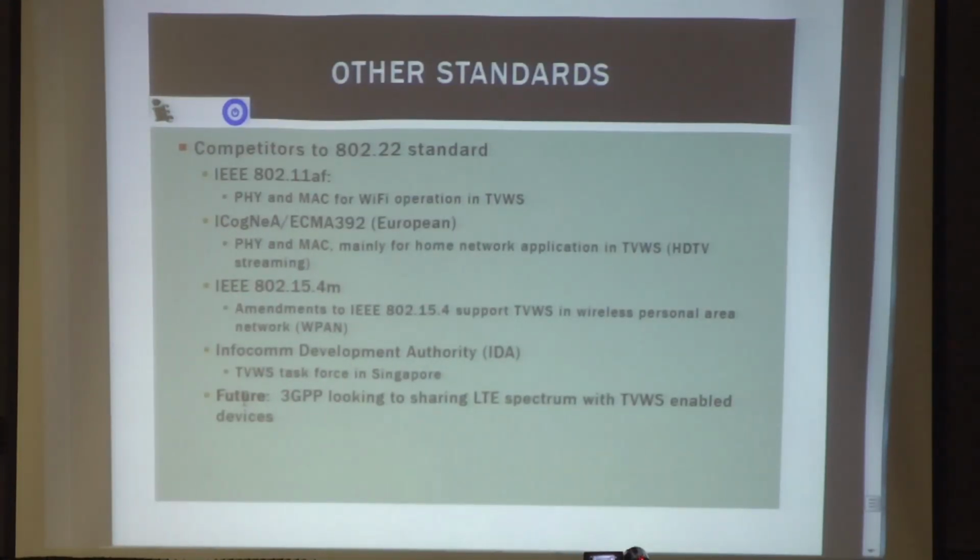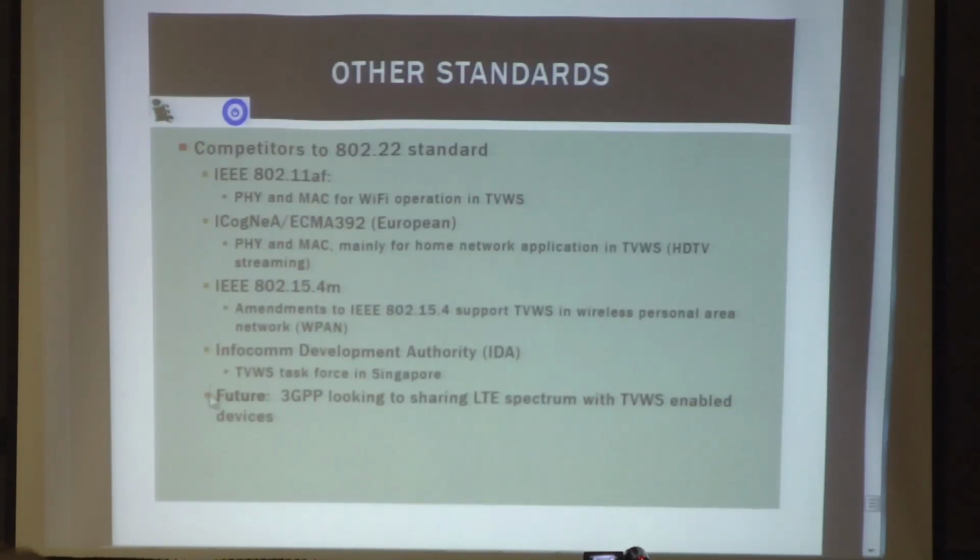And one interesting point over here is that it's rumored that 3GPP is looking into sharing LTE spectrum with TVWS-enabled devices. If this is true, then this is a very, very interesting development, in that you can now have cognitive radios that operate at cellular frequencies. So basically, a cellular handset would be a cognitive device as well. Which is, I guess, the natural evolution, since the frequency spectrum is so congested that people have to start looking into this.